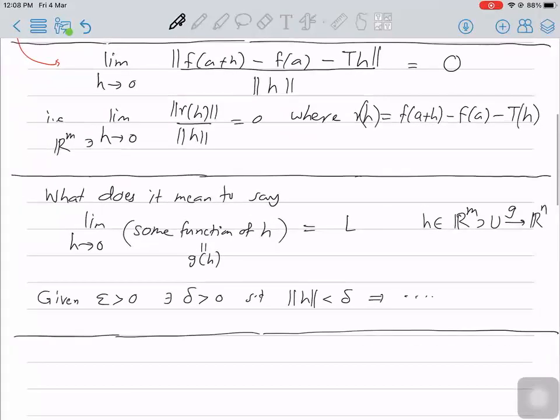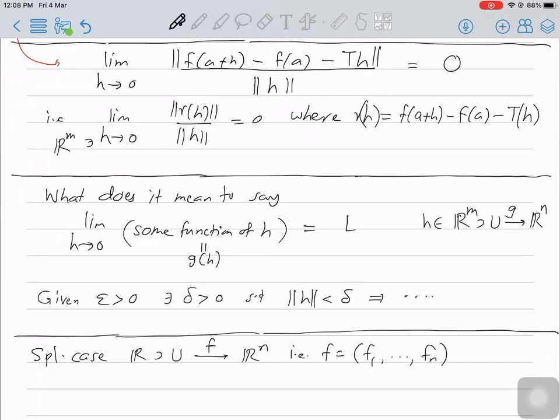Okay, so this is just a simple comment. Now the special case, and that is when U is just a subset of R, with values in R^n. In other words, this is a vector valued function of a single real parameter. In that case, f is just f1 to fn, where each fi is just a real valued function.